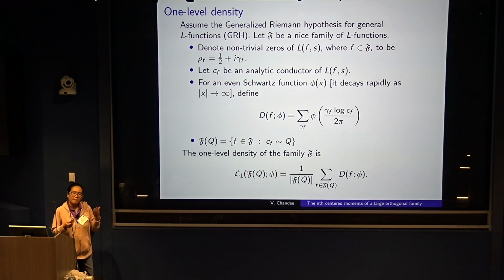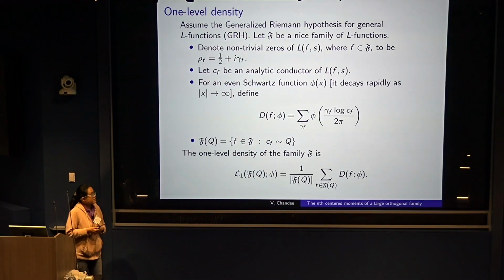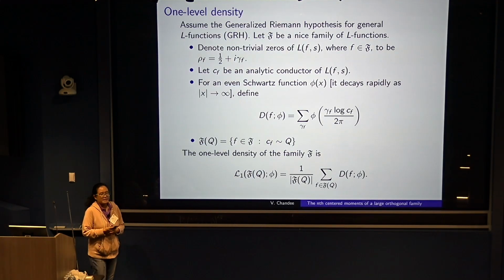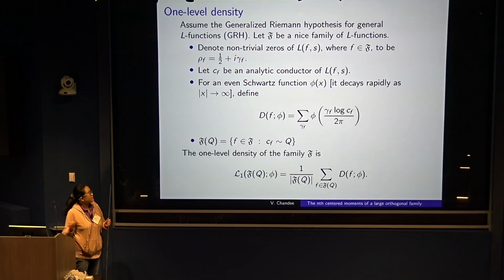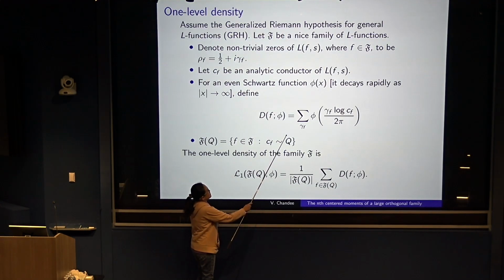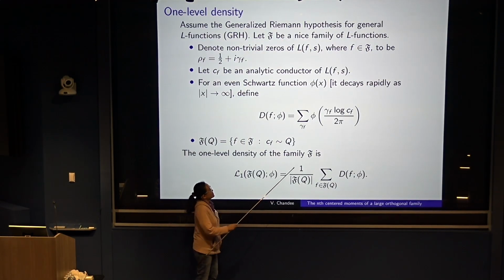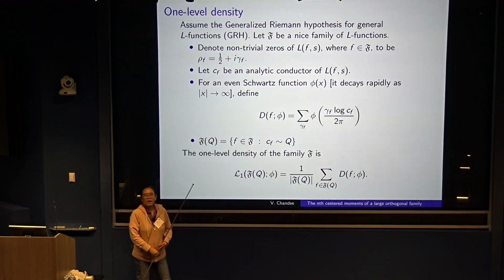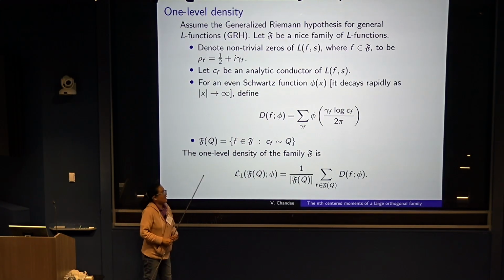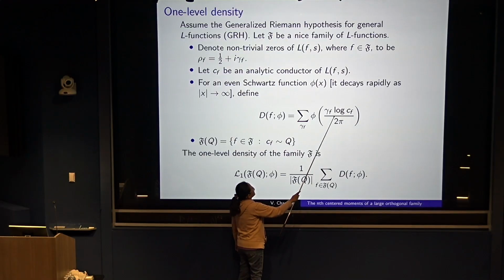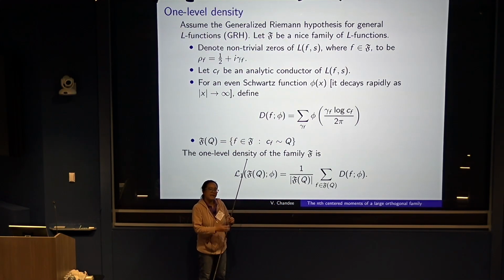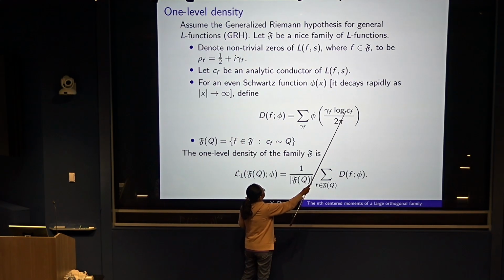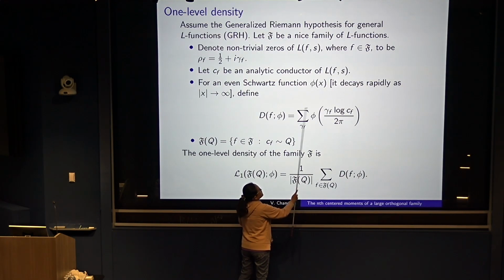This measures the complexity of the L-function. We consider phi to be an even Schwartz function. We like this because it rapidly decays as x goes to infinity. So we look at the density function here: the sum over zeros of phi of gamma_f log C_f over 2 pi. You might wonder why we have this scaling. It comes from the average spacing of zeros of the L-function, which is 2 pi over log C_f. We want this scaling so that the zeros that actually contribute will be really close. When gamma_f is really close to 0, that means the zero is really close to 1/2. If C_f is big, gamma_f will be small to contribute to this whole sum.